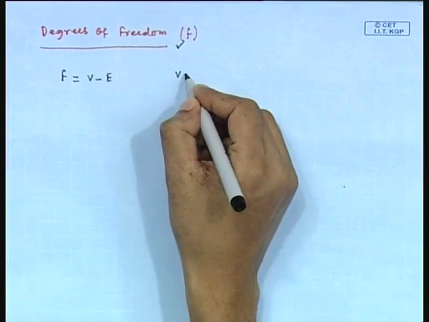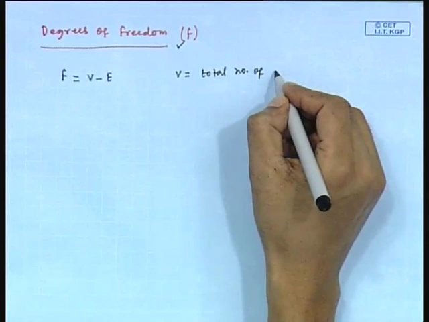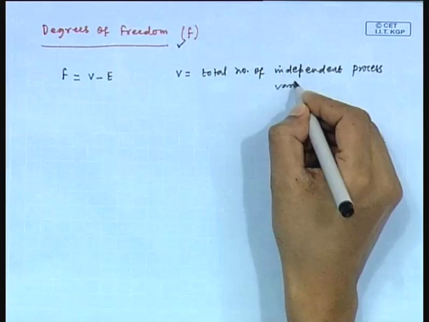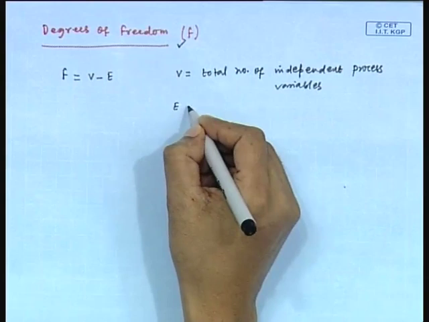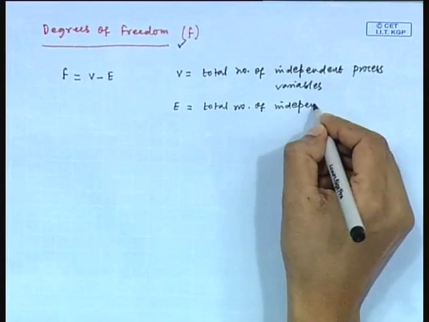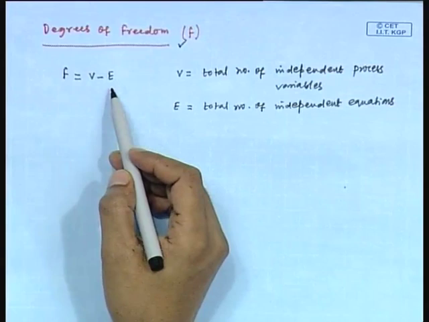V is the total number of independent process variables, and E is the total number of independent equations. So, degrees of freedom is basically the total number of independent variables minus the total number of equations.